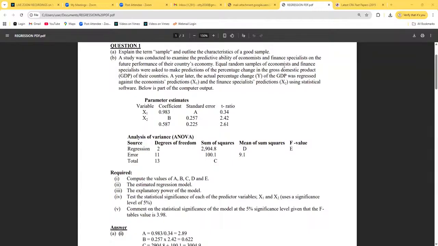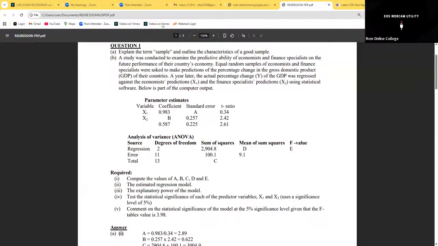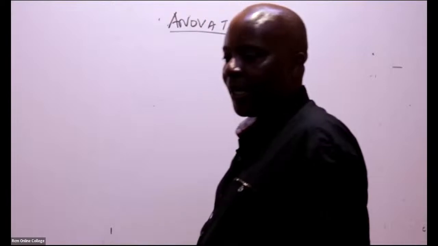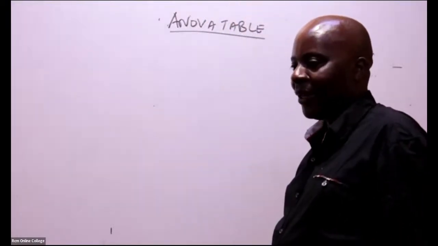All right. So then let's copy down the table. We call it the ANOVA table. I hope it is very clear. Yeah, now it should be okay.